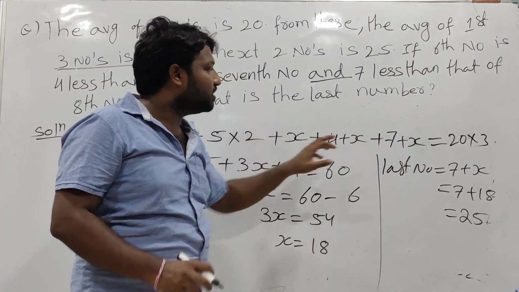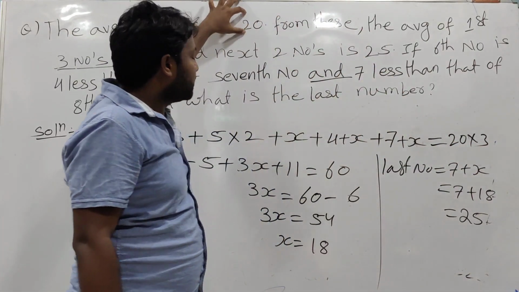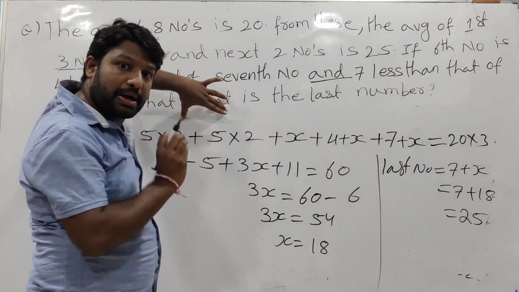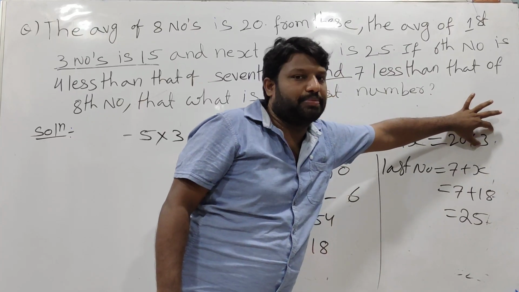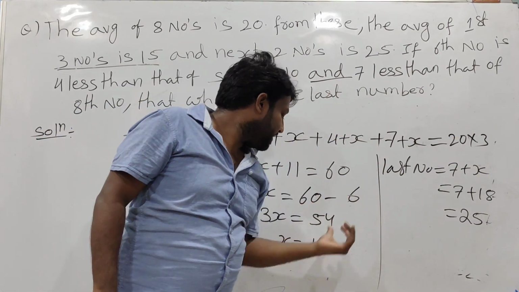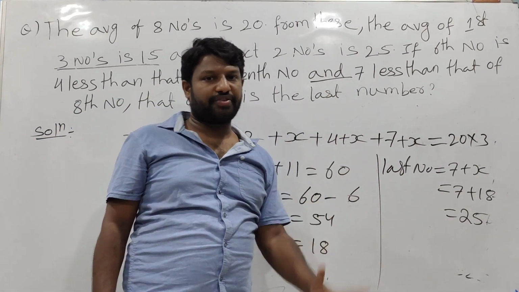So total 8 numbers. Here I am not taking the total average, because the average of the first 5 numbers is already compensated. Remaining 3 numbers are there, so average 20 into only 3 numbers. If I solve this, I am getting x as 18 and the last number as 25.